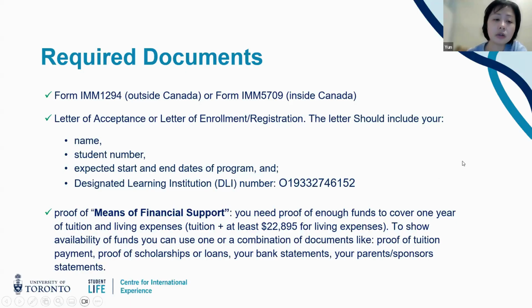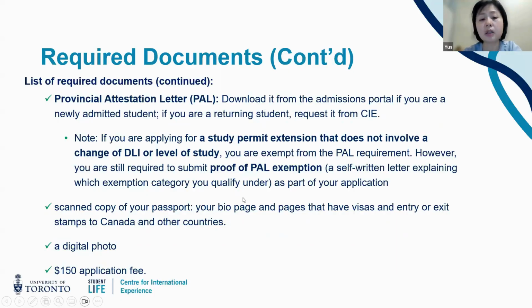Okay. So in addition to the form, the letter of acceptance or letter of enrollment registration, and the financial document, another important document that will be required for your study permit application is your provincial attestation letter, or PAL, or proof of PAL exemption. This is also a new policy that started from 2024. Students must submit a provincial attestation letter when they apply for their study permit. And if they're exempt from the PAL requirement, they must submit a proof of PAL exemption.